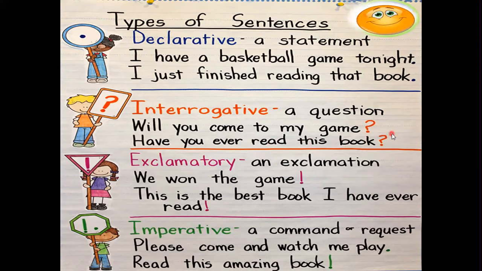Again, question mark. Exclamatory, in which we put an exclamation sign. We won the game! This is the best book I have ever read! Again, exclamatory. Imperatives, in which we give a command or a request. For example, please come and watch me play. Read this amazing book. So in imperatives we have a command or a request. Let's understand these types in more detail.